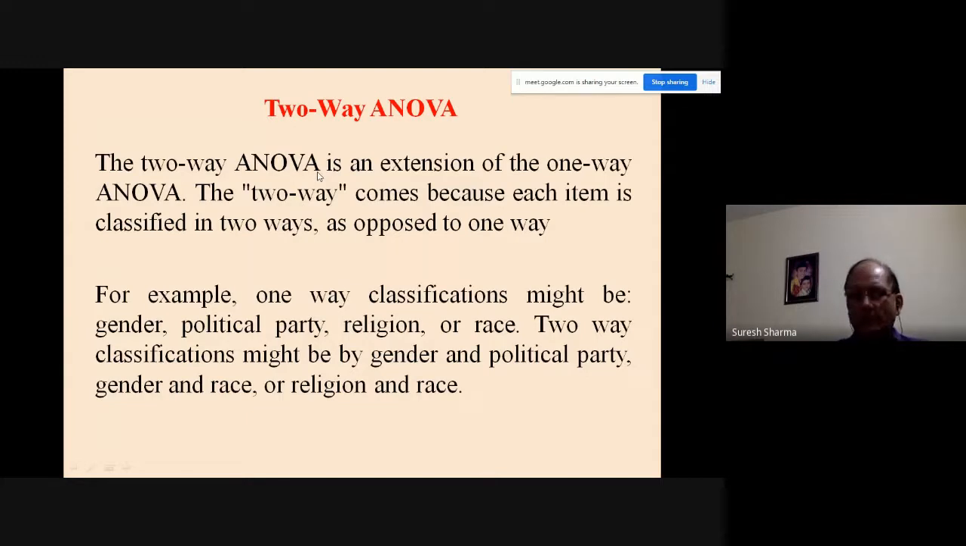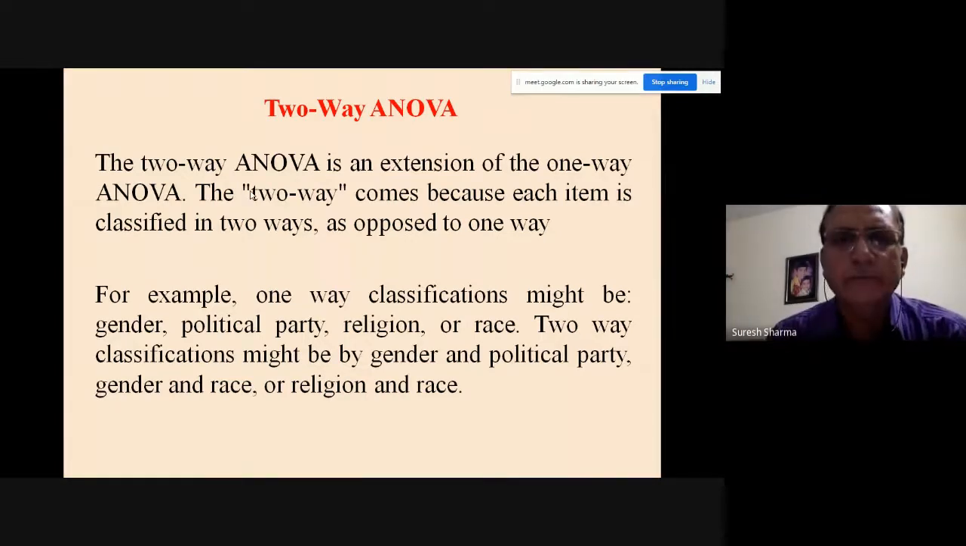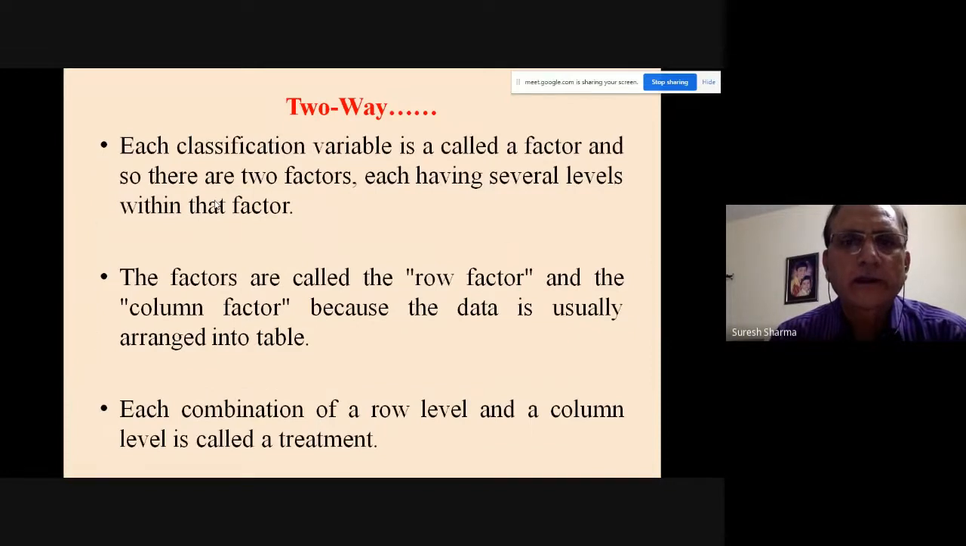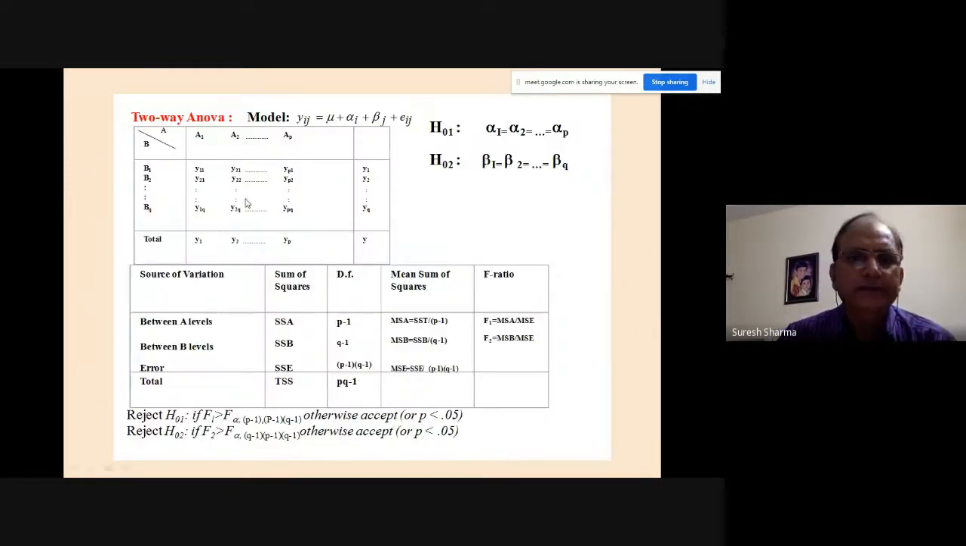So what is two-way ANOVA? Two-way ANOVA is an extension of one-way ANOVA, where your outcome depends upon two factors at the same time. Let me give you an example. That will make it more clear.